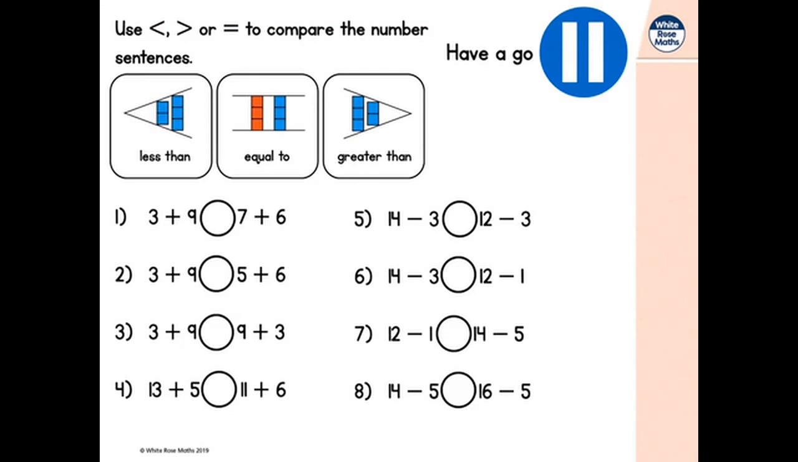All right, you know what that symbol means. It means pause here and have a go. This time you're going to be using the symbols for less than, greater than, or equals to in order to compare the number sentences. So pause here, put in the symbols, and then come back and we'll check them.